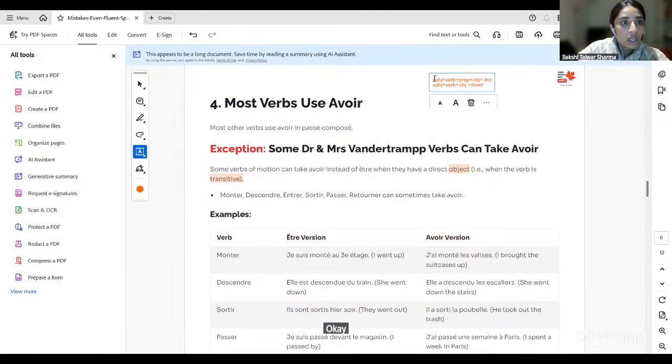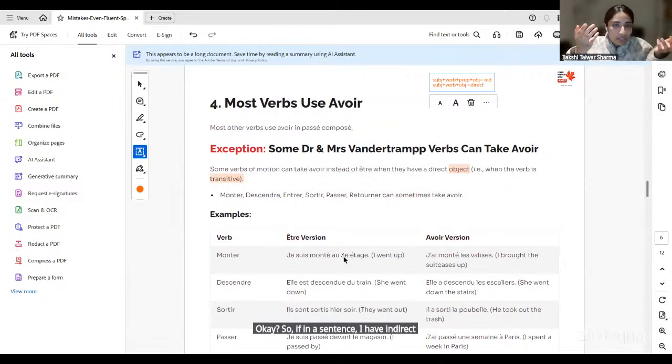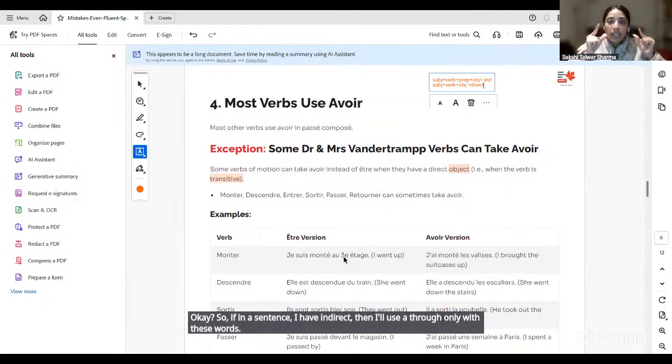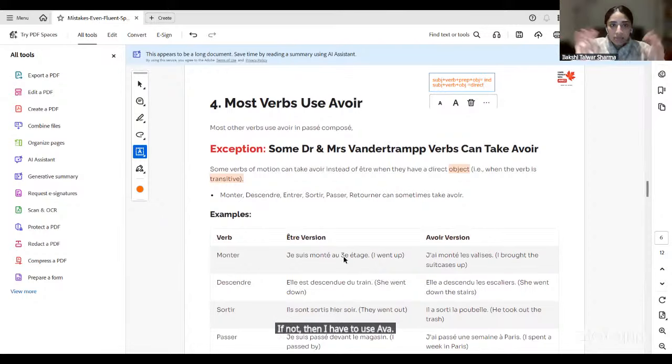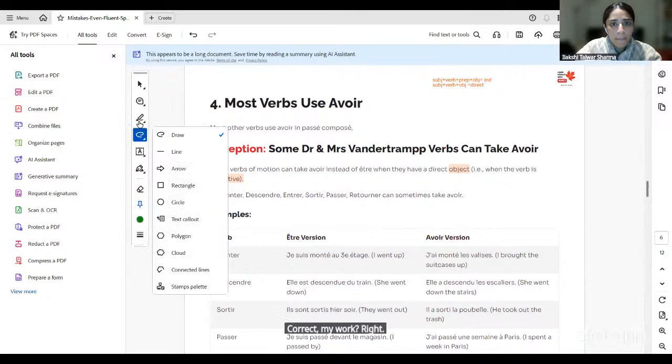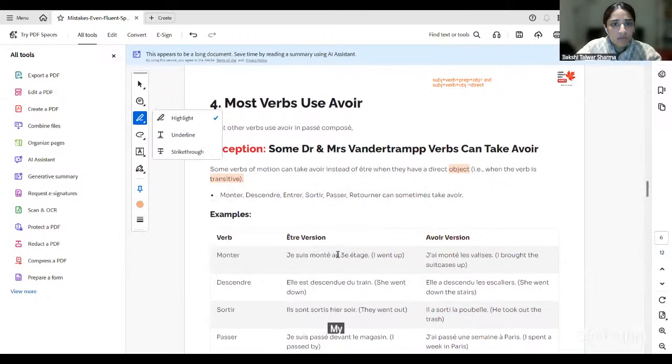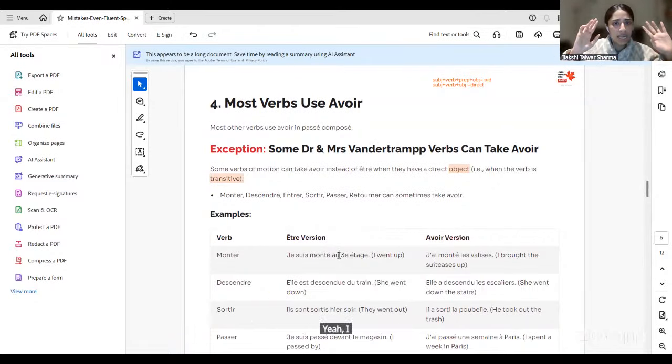Okay? So if in a sentence I have indirect, then I'll use être only with these verbs. If not, then I have to use avoir. Let's see some examples. Monter. Monter is to climb up, to go up. Je suis monté au 3e étage. I went up on the 3rd floor. Correct? My verb and my preposition is indirect. Yeah, I'll use être only as is.